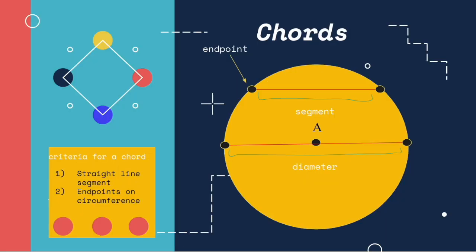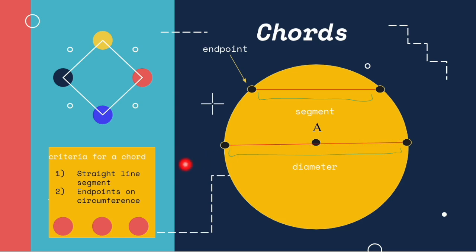Next, we will discuss what chords are. A chord is any straight line segment whose endpoints are on the circumference, on the curve of the circle. Throughout your geometry journey, you will have to memorize many theorems that involve chords. Thus, you must be able to recognize whether a line in a circle is a chord or not. Here is some criteria to consider when determining this.